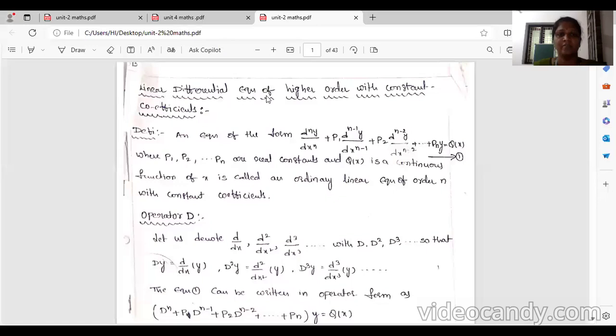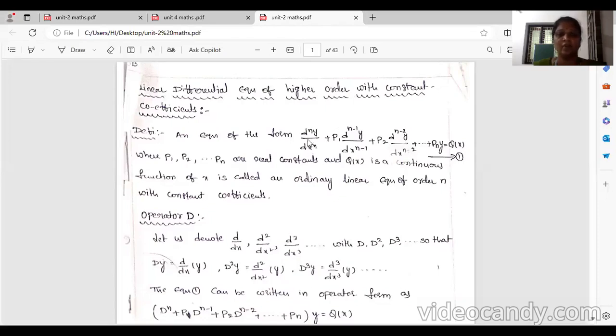Today I am going to teach higher order differential equations. Linear differential equation of higher order with constant coefficient.